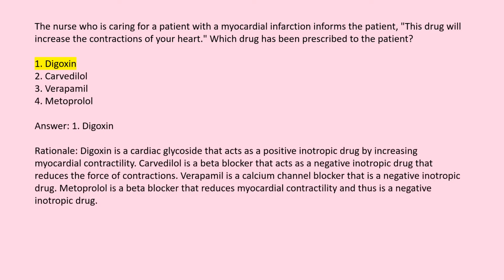Answer. 1. Digoxin. Rationale. Digoxin is a cardiac glycoside that acts as a positive inotropic drug by increasing myocardial contractility. Carvedilol is a beta blocker that acts as a negative inotropic drug that reduces the force of contractions. Verapamil is a calcium channel blocker that is a negative inotropic drug. Metoprolol is a beta blocker that reduces myocardial contractility and thus is a negative inotropic drug.